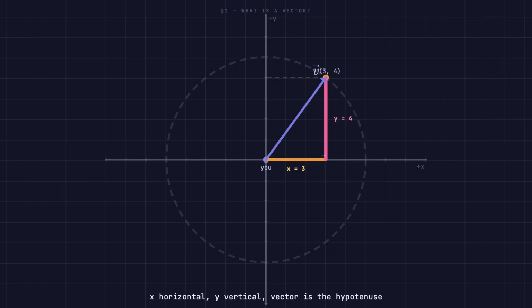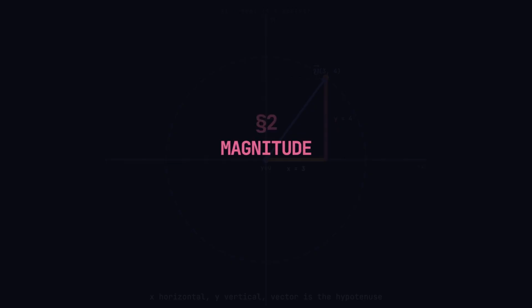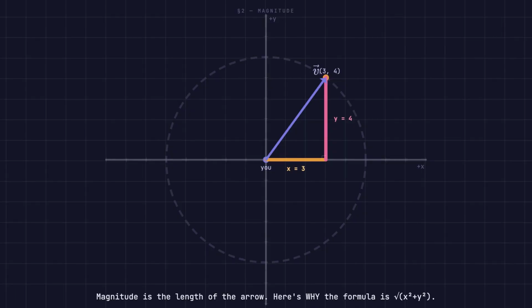The horizontal part is x, the vertical is y, and the arrow itself is the hypotenuse of the triangle they form. 2 numbers, 1 direction, 1 distance. The magnitude of a vector is just how far the vector is from the origin. Here's the formula and why it works.